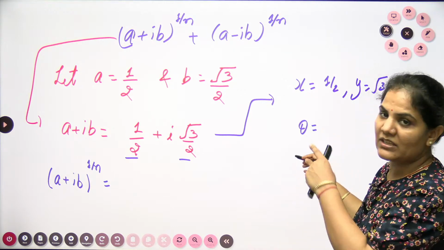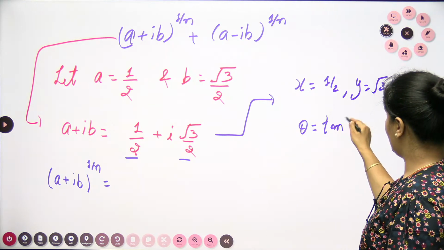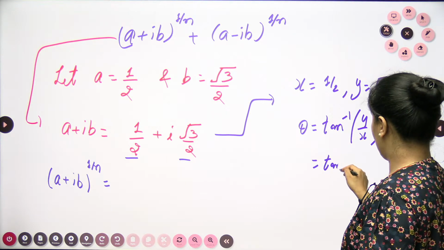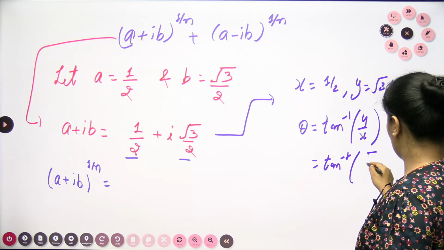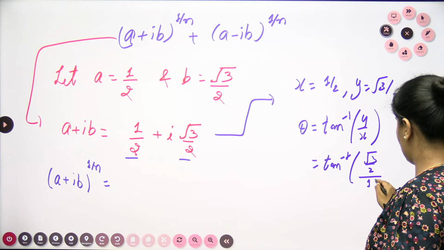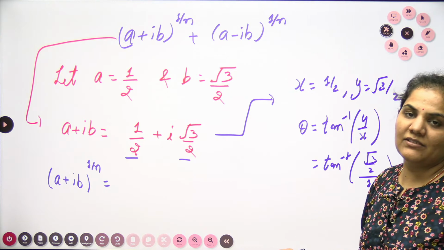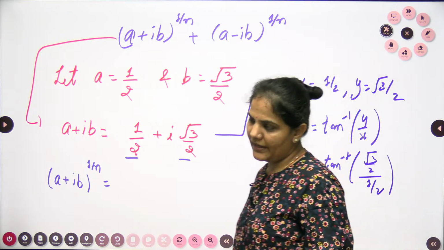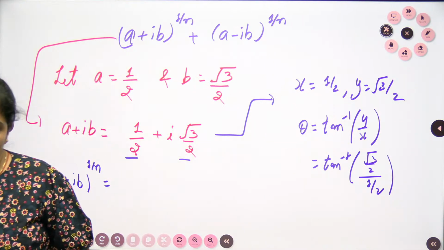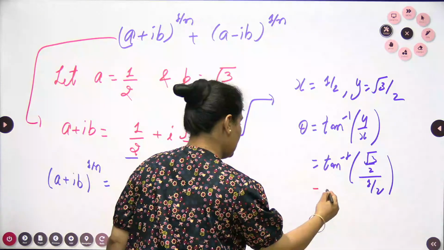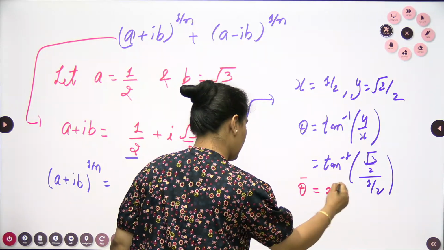We can find theta from here, which is tan inverse y by x. So it will give me tan inverse of root 3 by 2 divided by 1 by 2. The 2 and 2 will be gone, so tan inverse root 3, which is pi by 3 only. So from here I can write that my angle theta is pi by 3.